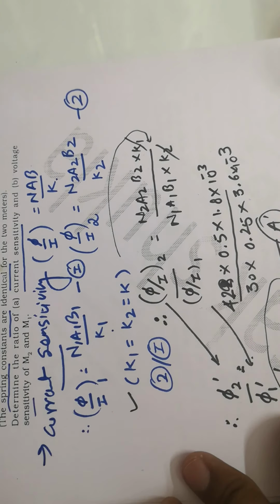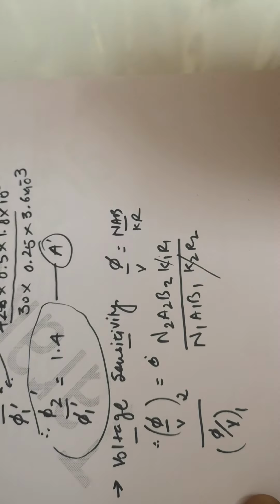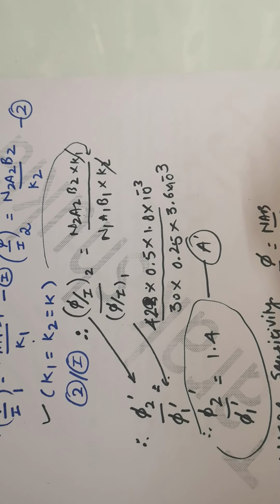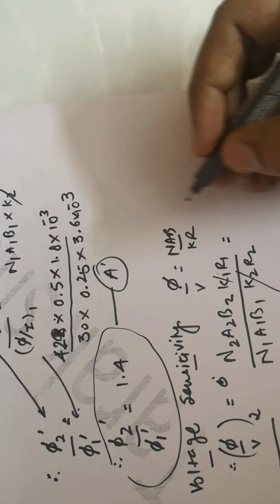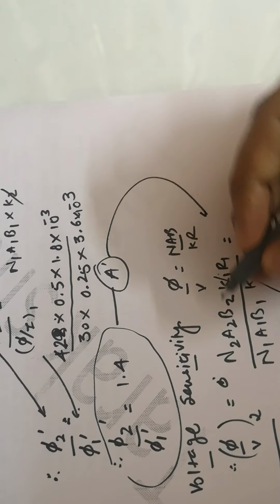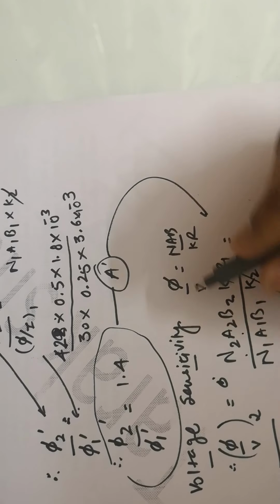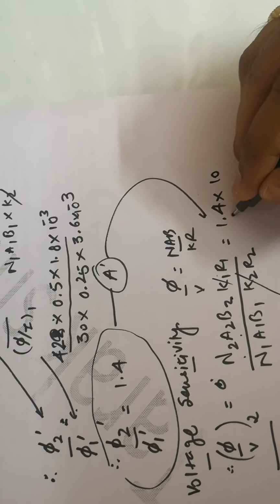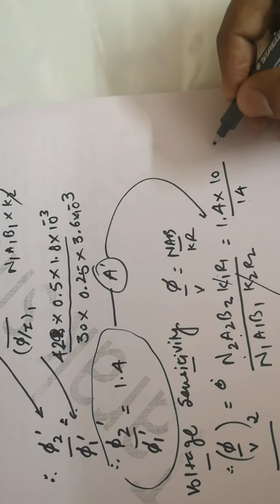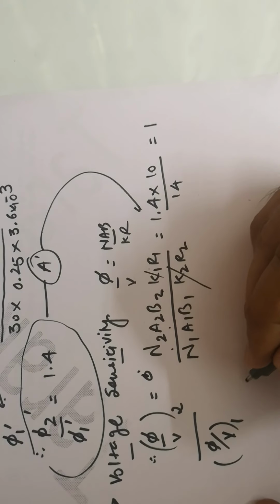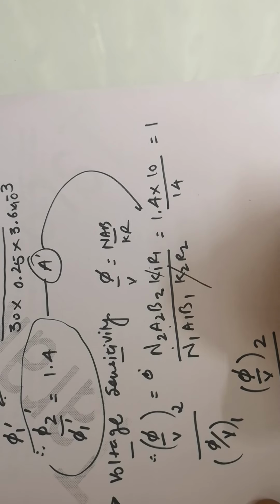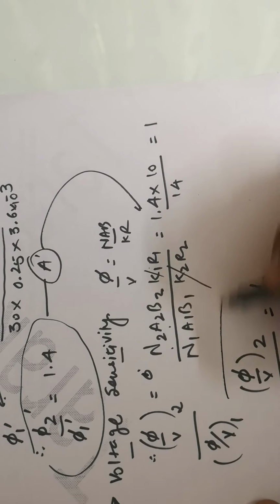So I am using those data. I am also using the previous data, N2 A2 B2 over N1 A1 B1, which is phi 2 by phi 1. So I have this data entirely available to me. N2 A2 B2 over N1 A1 B1 is already calculated, that is 1.4. The resistance of the first one is 10, and the resistance of the second one is 14. So the ratio is 1. So my ratio of phi by V of 2 to 1 is only 1. So this is the data they have asked us.